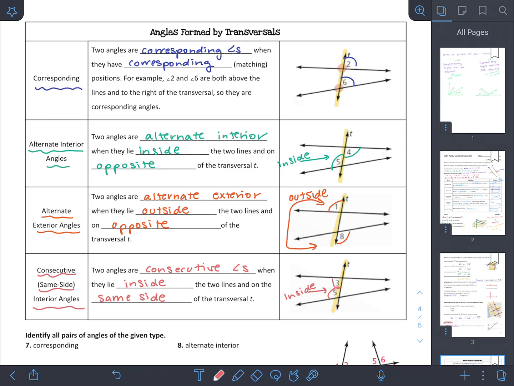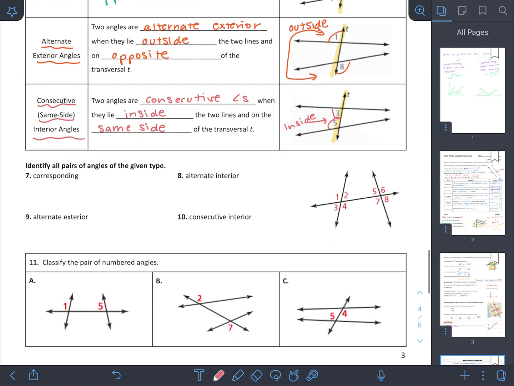I know that sounds like a lot, but here's the deal. You're gonna get this vocab down more from practice than from writing it down. So if you have these as a reference, that's awesome. You're gonna learn this better as we practice.